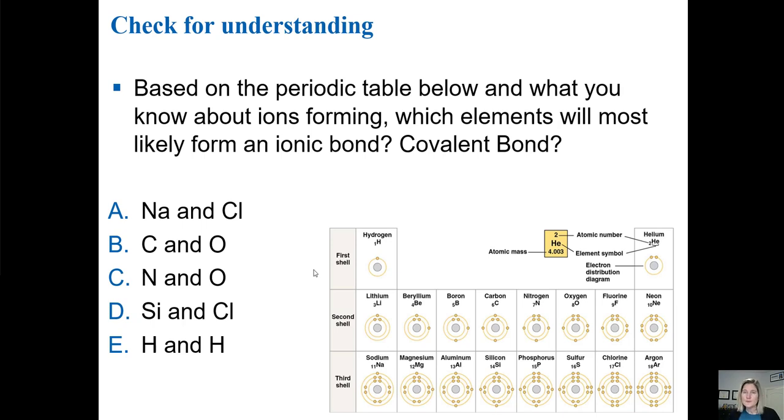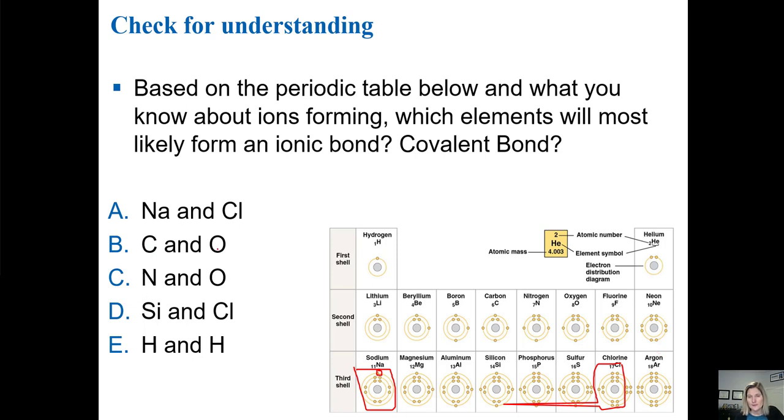All right, so here's a question for you. Based on the periodic table below and what you know about ions forming, which elements will most likely form an ionic bond? Let's do that one first, and then we'll get to the covalent bond. Well, we know sodium and chlorine, right? Sodium is located here, so it's got 1 valence electron. And then the chlorine is located over here, and it has 7. So they're going to want to form an ionic bond.